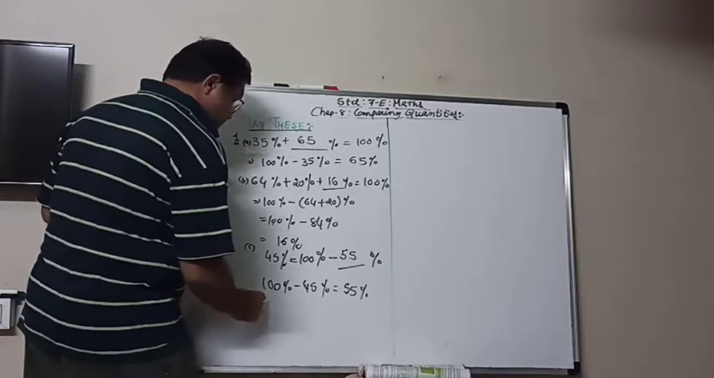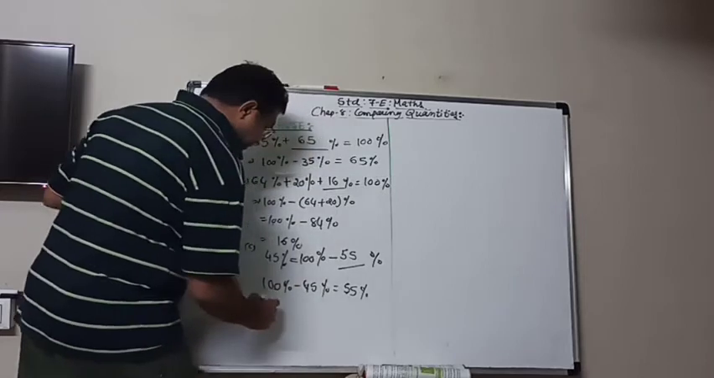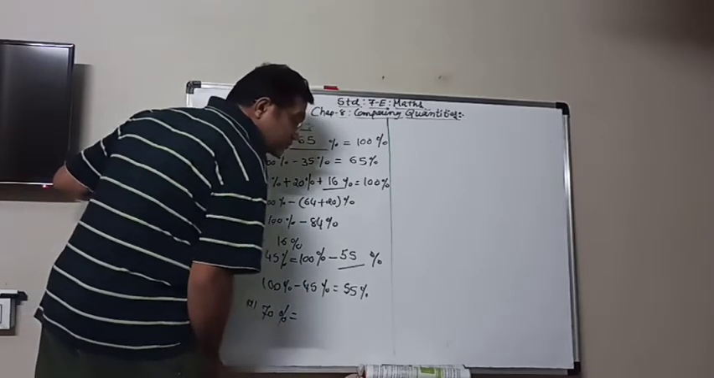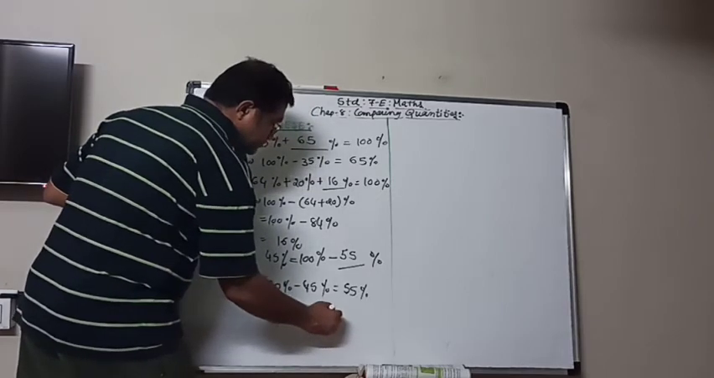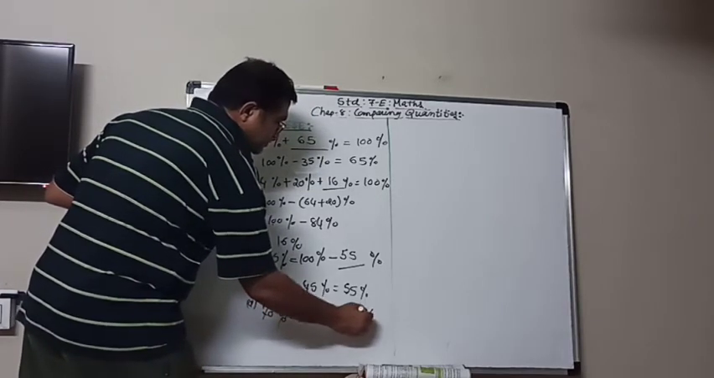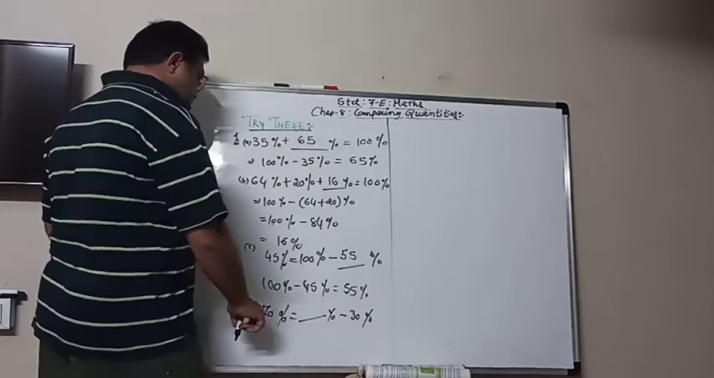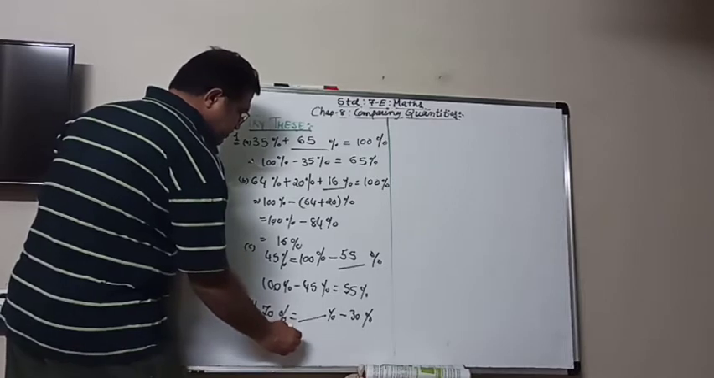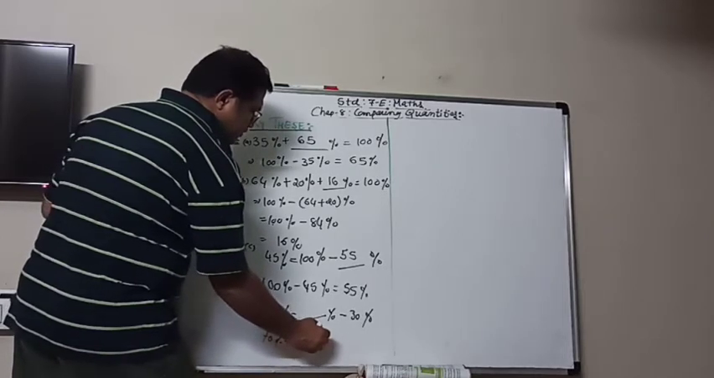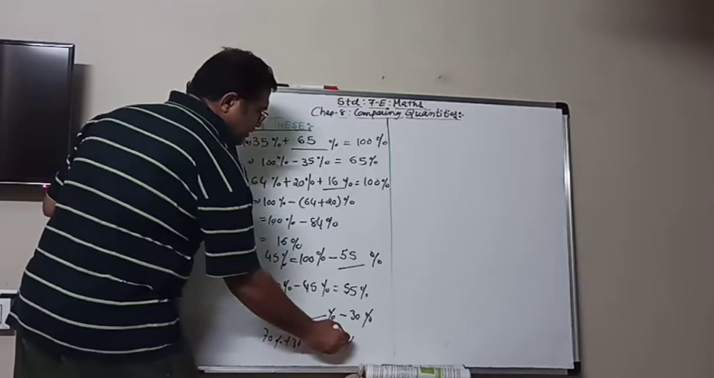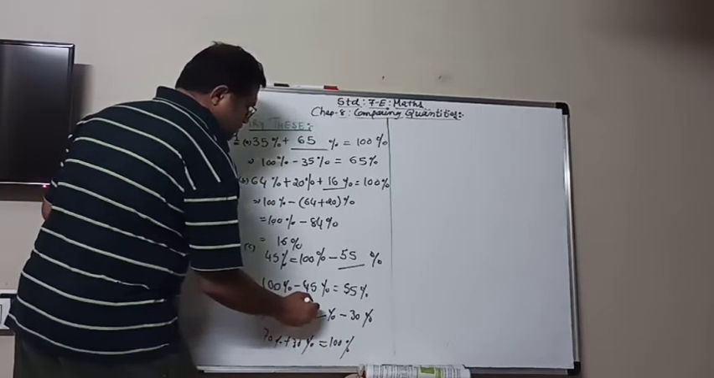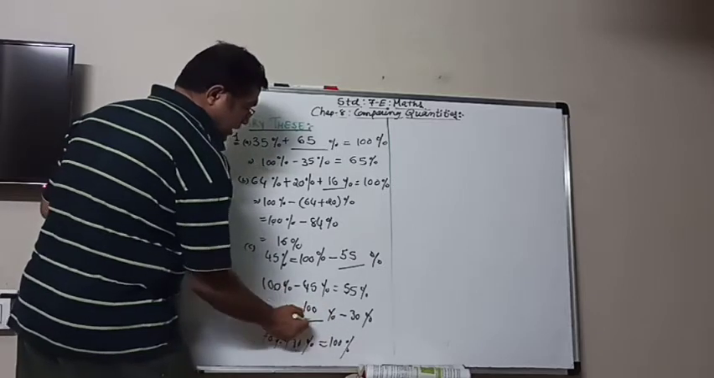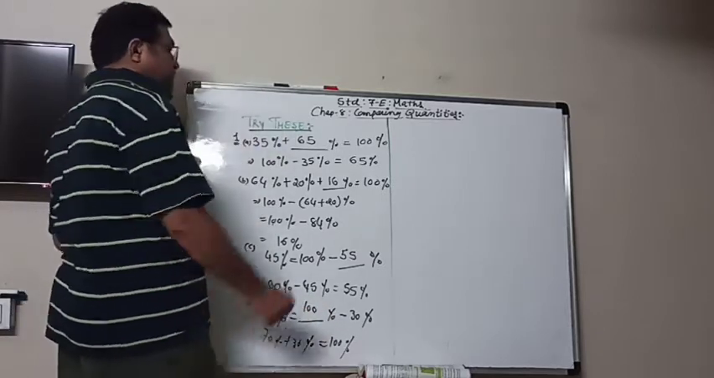Another one, also D. 70% is equal to dash percent minus 30%. So here we have to add them, meaning 70% plus 30%. We know that the total must be 100, so that is the 100%. So if you subtract 30% from 100%, you get the answer 70%.